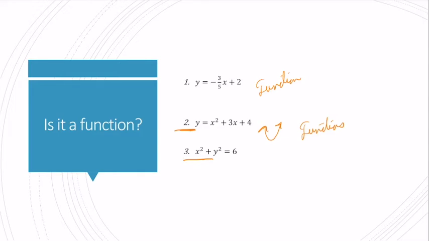For number 3, I have x squared plus y squared equals 6. Darn tootin', this is a circle. Its center is 0, 0. Its radius is the square root of 6. It fails the vertical line test, so this is not a function. Exclamation point.